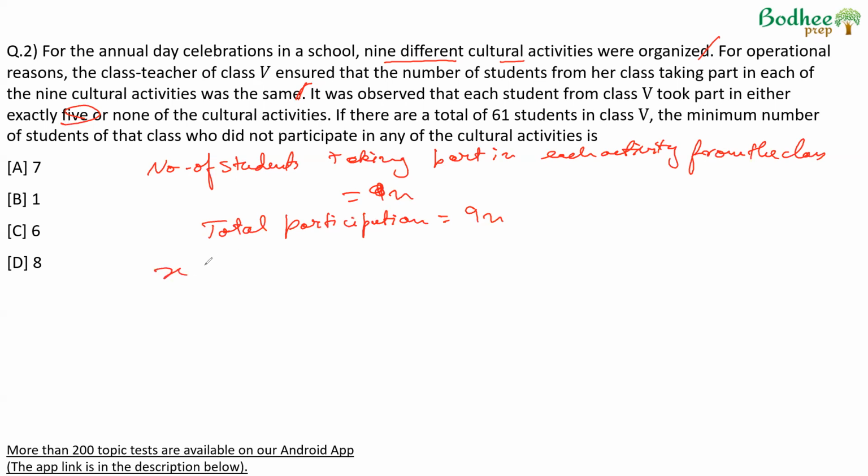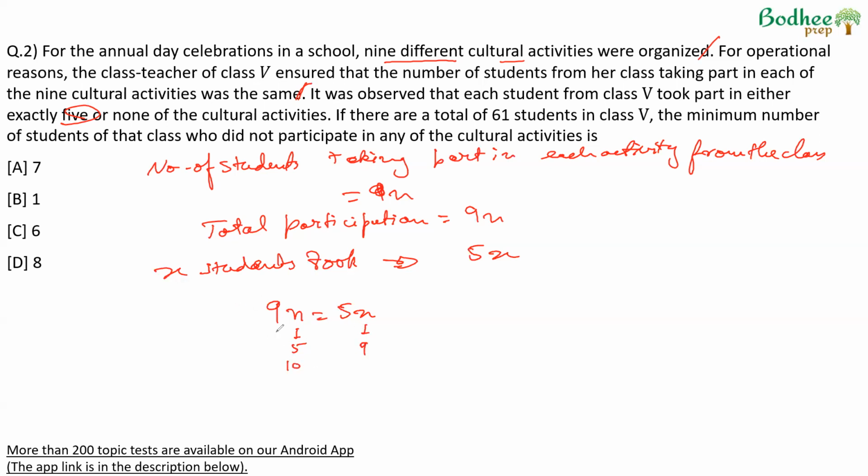Suppose X students took part in activities, then each of them took part in 5 activities, so total participation will be 5x. Now 9n should be equal to 5x. The total participation counted by students and by activities should be equal. So a solution for this will be, we can keep n as 5 and x as 9.